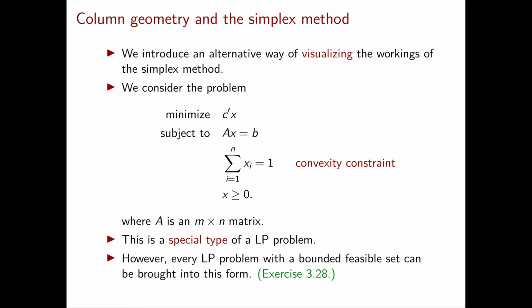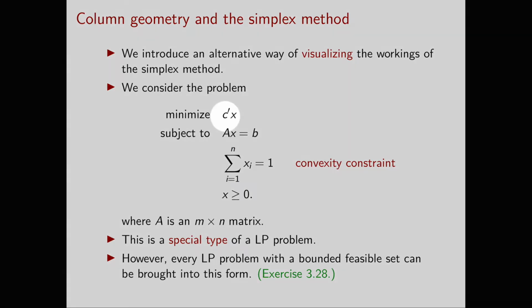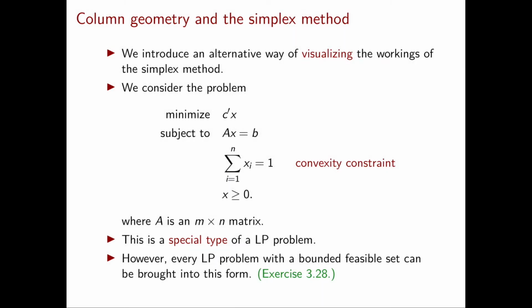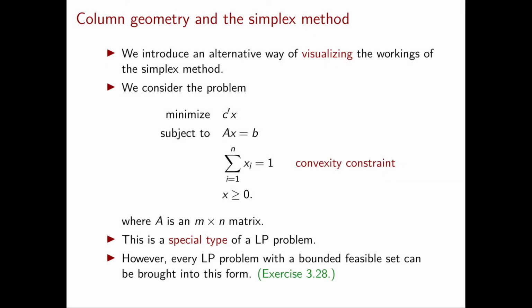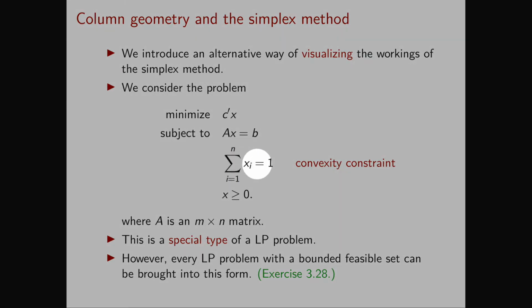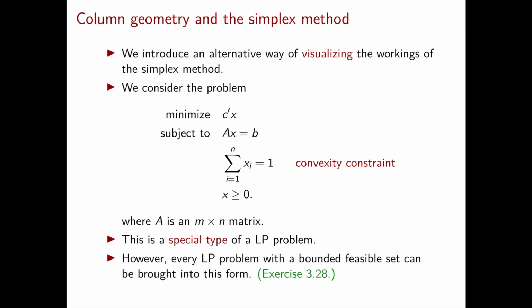To do this, we consider a linear programming problem in a very special form that we have never seen before. This form is very similar to the standard form. In fact, we're minimizing c transpose x, we have constraints of the form Ax equal to b, and then we have non-negativity on all the variables. The only difference is that here we have one more constraint, which is the sum of all the variables equal to 1. This constraint is called the convexity constraint.